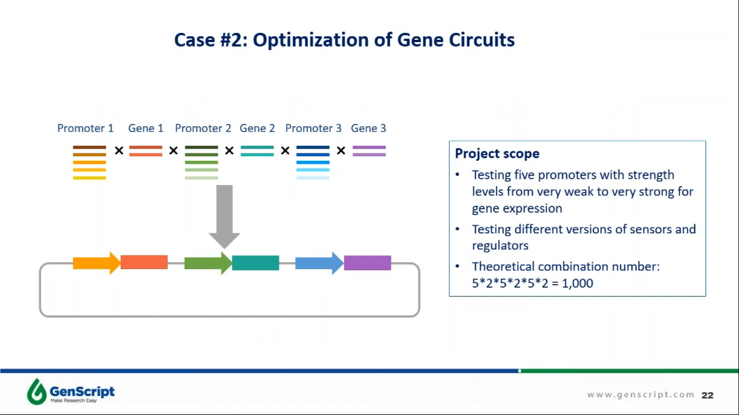To optimize the circuit, our customer wanted us to use promoters with different strengths to tune the expression level of 3 genes. They chose 5 promoters with strengths from very weak to very strong to express the genes. In addition, they want to test different versions of the sensors and regulators with different kinetic properties to optimize the circuit behavior. The theoretical combination is 1000, and they want to test every single version of the circuit in the library.